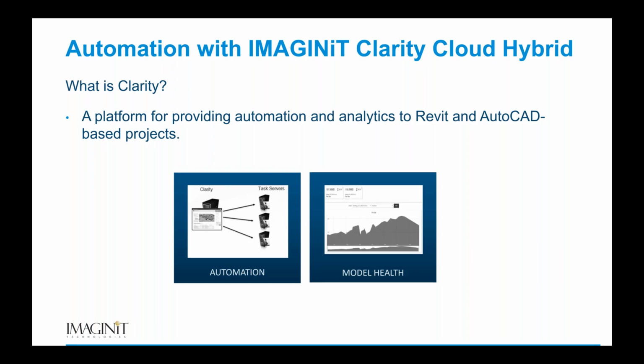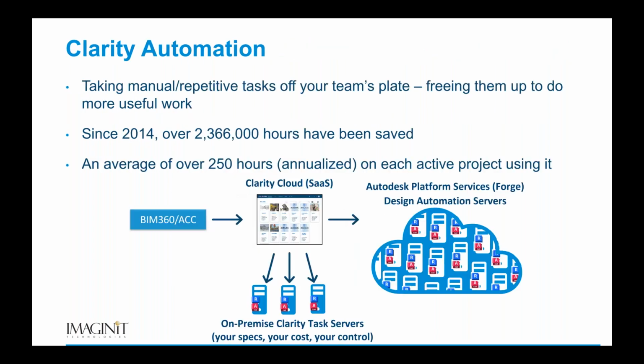But we had a whole host of other things in Clarity for automation and also analytics and making sure that your projects are healthy and such. So we had what we call the on-premise version of Clarity. But now last year we introduced something called Clarity Cloud. And the nice thing about Clarity Cloud is it's software as a service. You didn't need to invest in any technology at all.